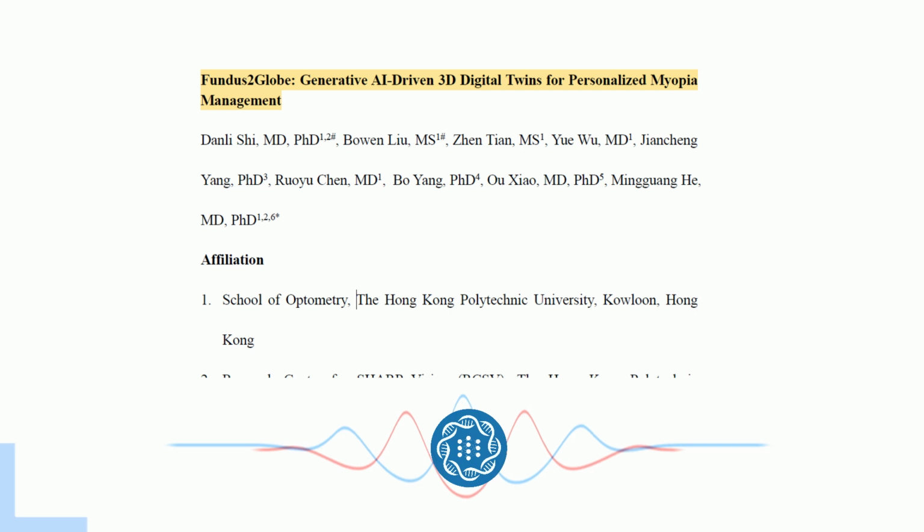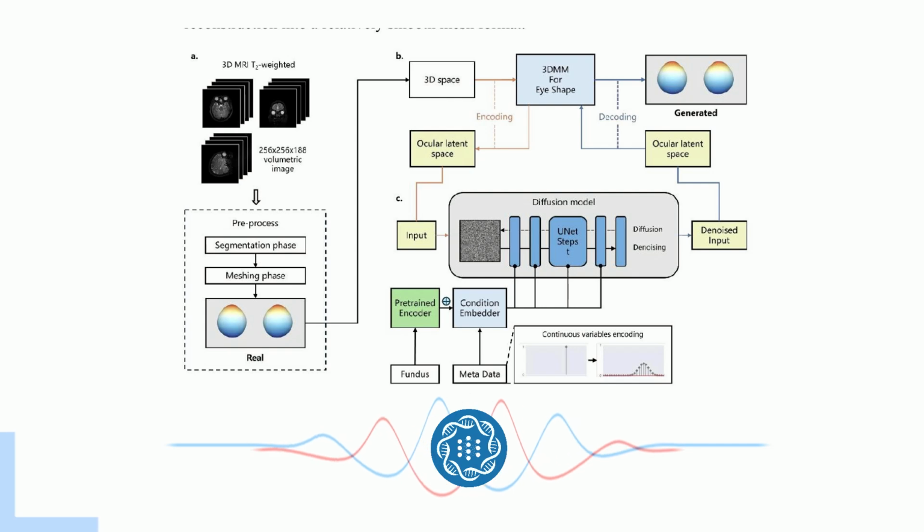Things like axial length, which is basically the length of your eye from front to back. Okay. And then also something called spherical equivalent, which basically tells you about the overall focusing power of the eye. So longer axial length generally means more nearsighted. Exactly. And the spherical equivalent helps determine how well your eye can focus light on the retina. Got it. So Fundus2Globe takes this easily obtained information and uses it to construct this really detailed 3D model. Exactly. But how accurate is it?